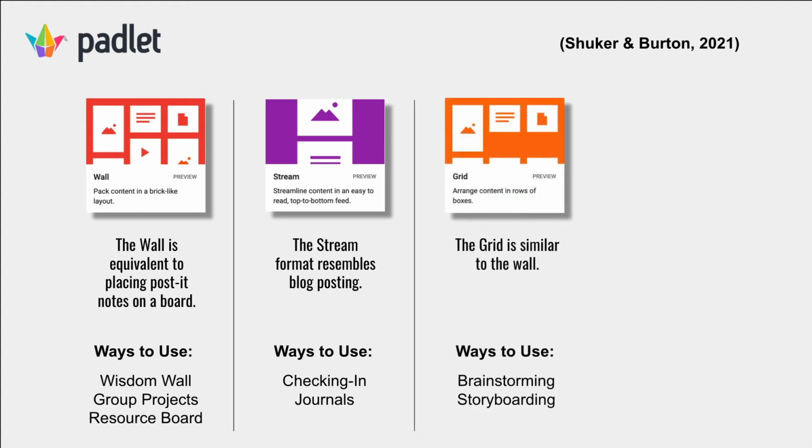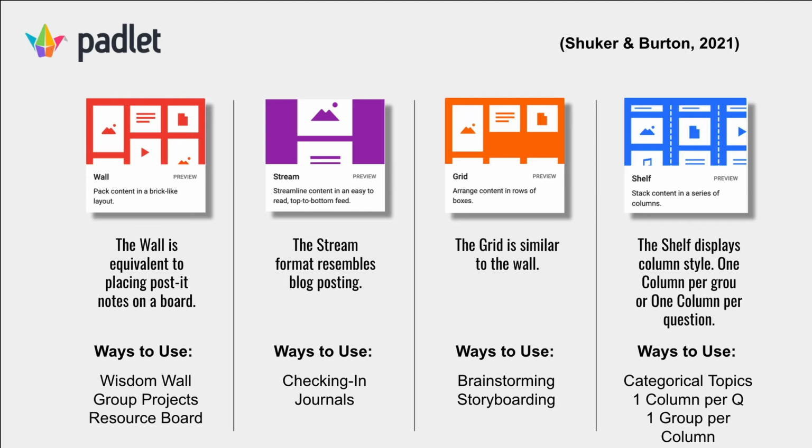A third way is called the grid. Now, the grid is very similar to the wall, and so I'm not going to go over it too much, but you can use it in all the ways that the wall is used, but you can also use it for brainstorming and storyboarding. And basically, with the grid, you're just arranging content in rows of boxes.